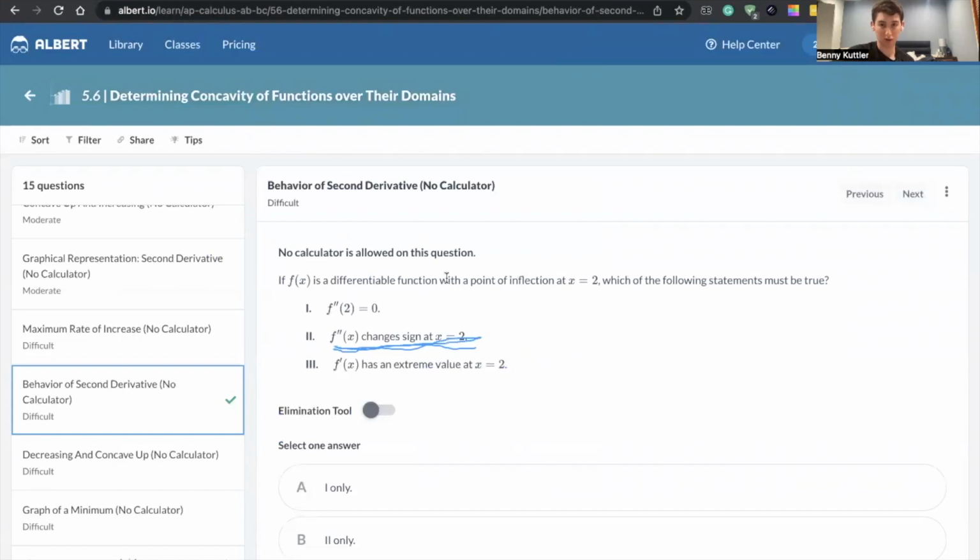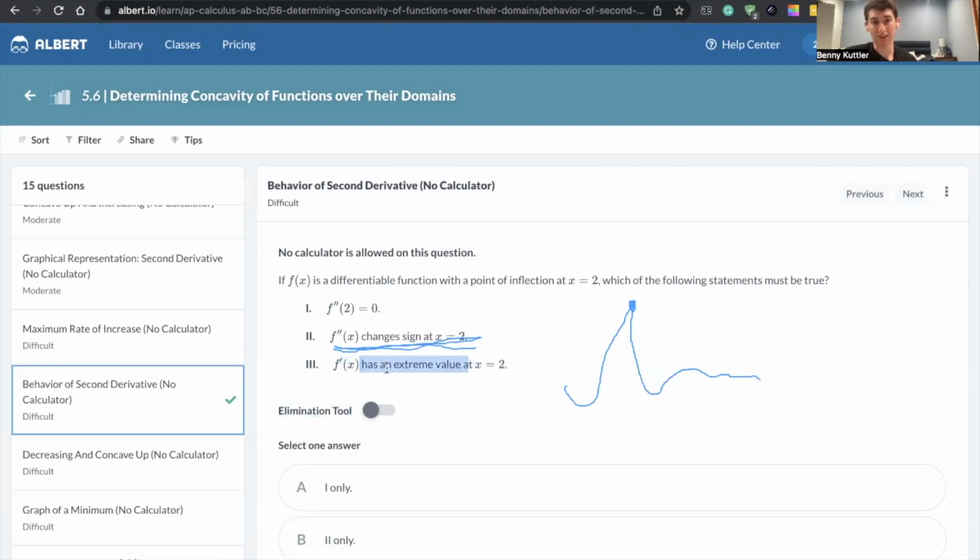And it has to be differentiable, which means it's also continuous. And we know that statement is true. But it could change sign and not necessarily be 0. So we look at a graph that looks like this. This would be an absolute value or piecewise function. Right here, the second derivative changes signs, but the second derivative is not 0 at that point. It's undefined. So that would be an example where it would change sign and still be a point of inflection.